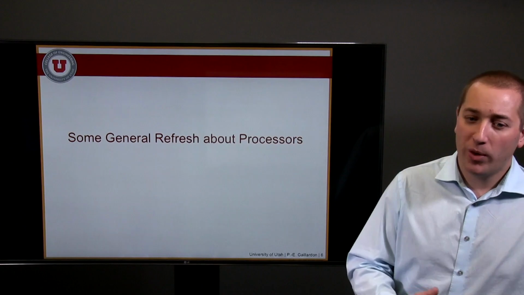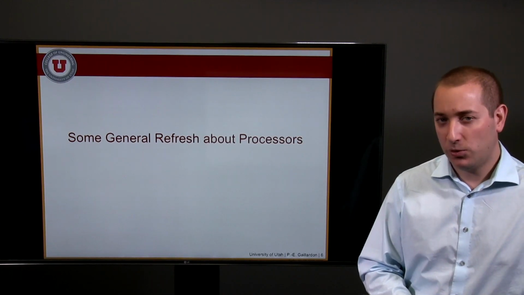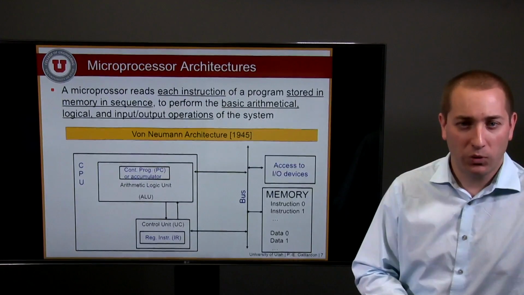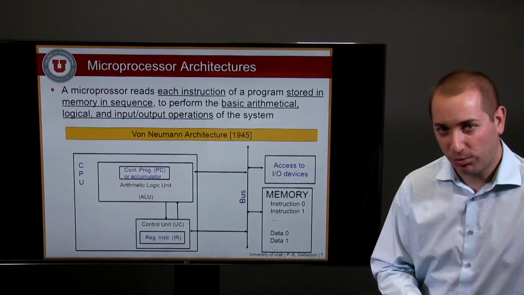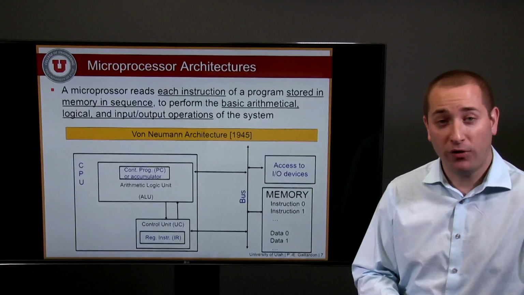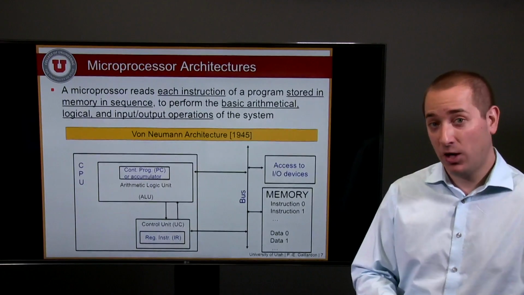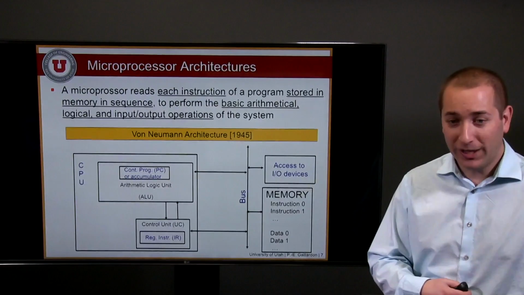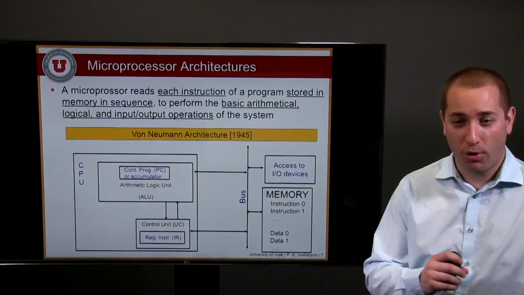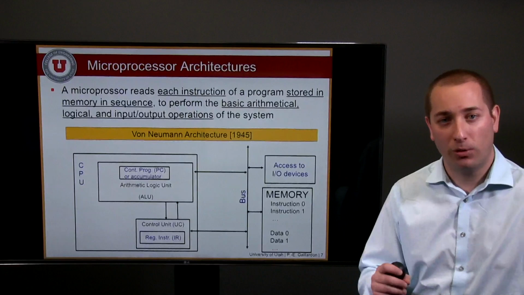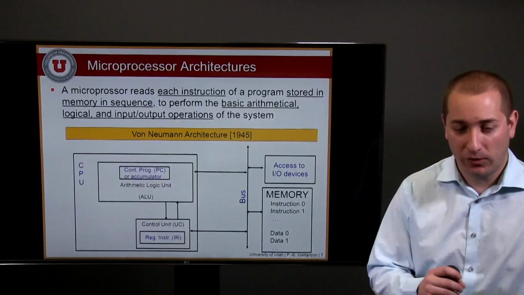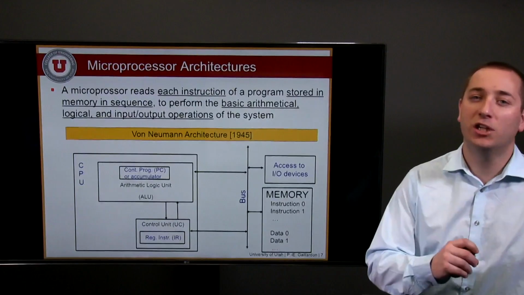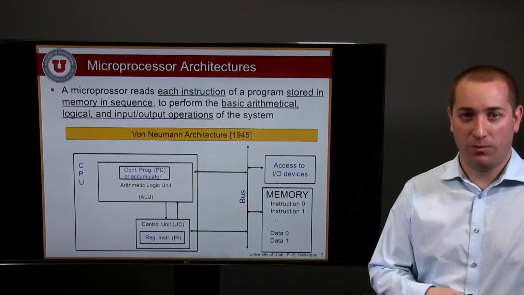We're going to go now with some general refresh about processors. And I would like to start by giving you a definition of a microprocessor. I said a microprocessor handles computational tasks, but how does it do that? A microprocessor will read an instruction of a program that is stored in the memory. It will do that in sequence in order to perform basic arithmetical, logical, or input-output operations.